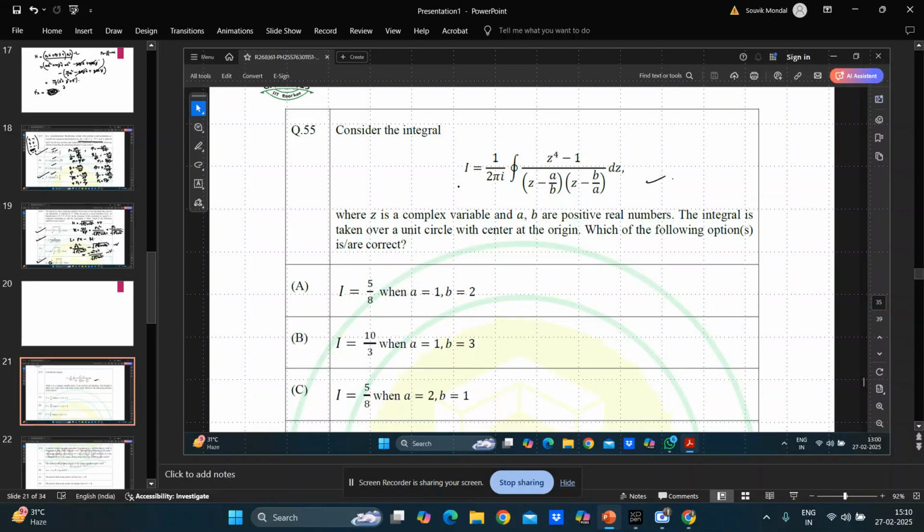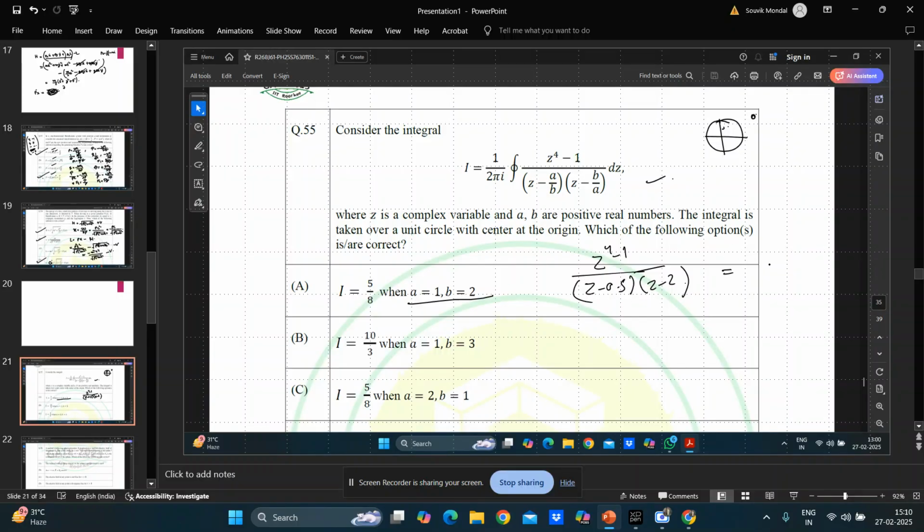So you have to calculate the integral in this form, and your contour is the unit circle. For a equal to 1, b equal to 2, your z to the power 4 minus 1 is equal to (z minus 0.5) into (z minus 2), right? So the z minus 2 pole is outside the contour, somewhere here, and z equal to 0.5 is inside the contour, somewhere here.